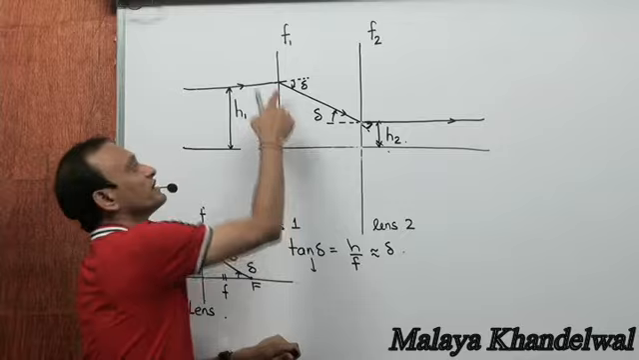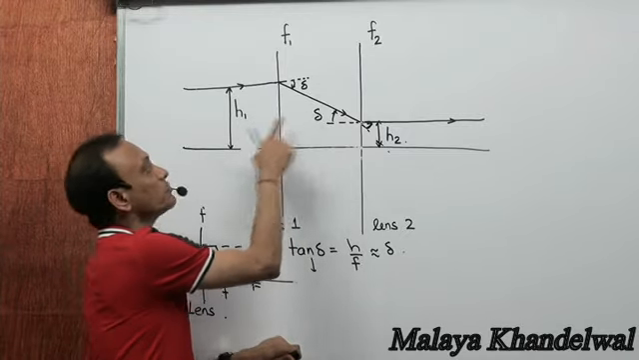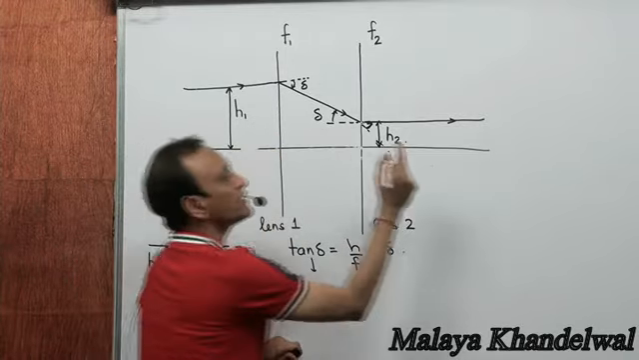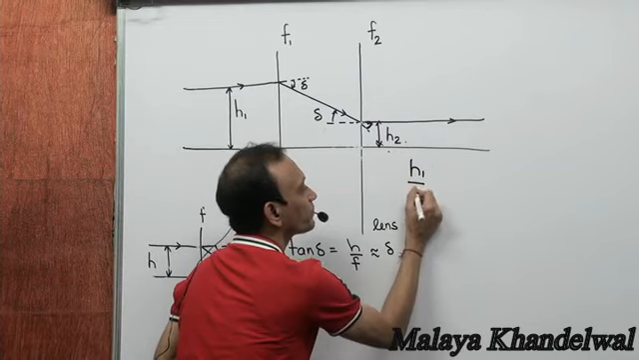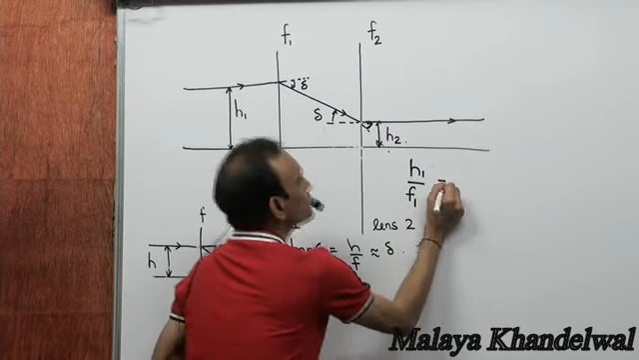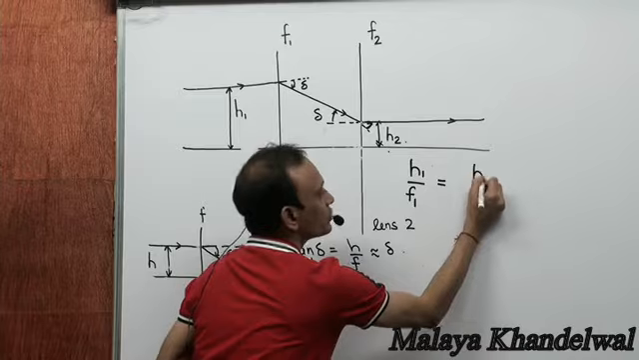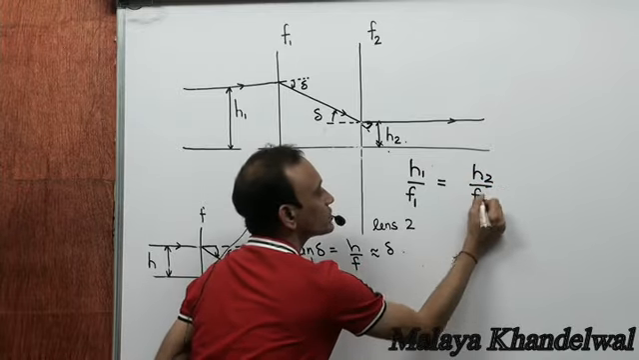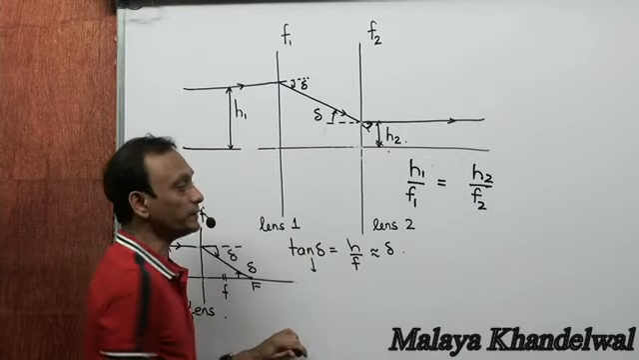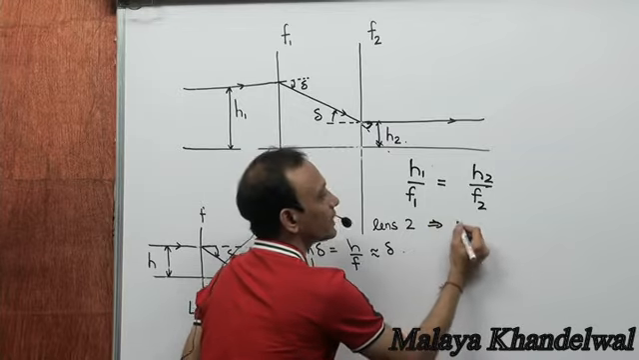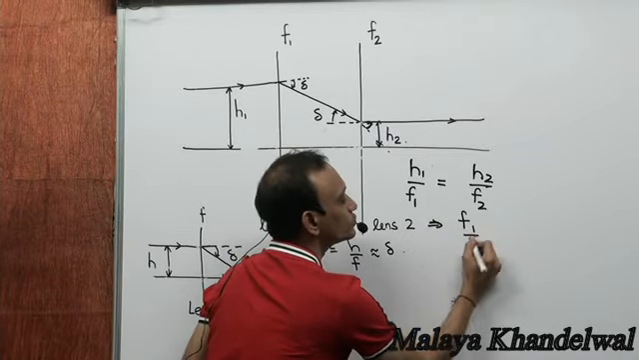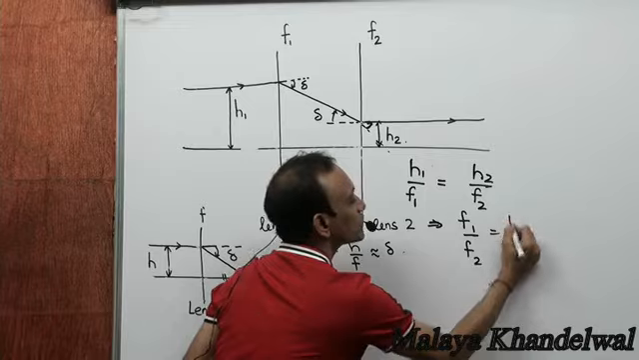Now the deviation produced by both lenses is very clearly the same. What's the deviation produced by this lens? It's h1 by f1. What's the deviation produced by this lens? h2 by f2. Yes or no? Right? So this gives us f1 by f2 is h1 by h2.